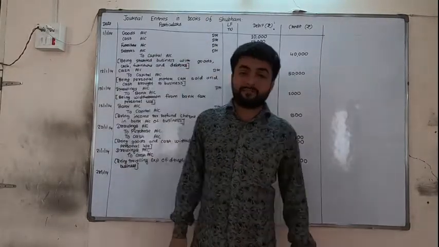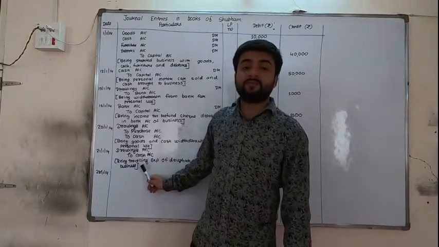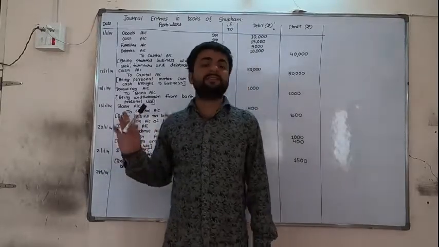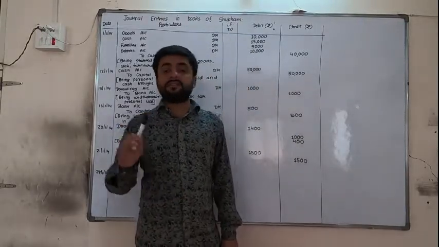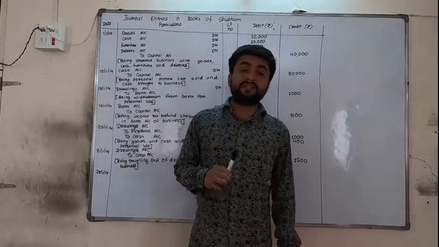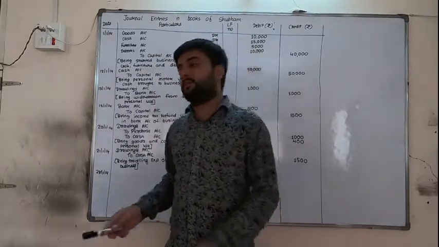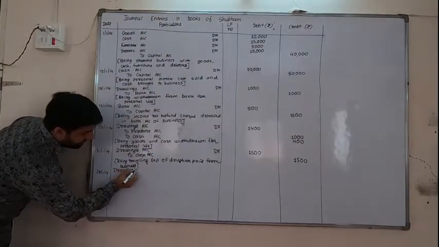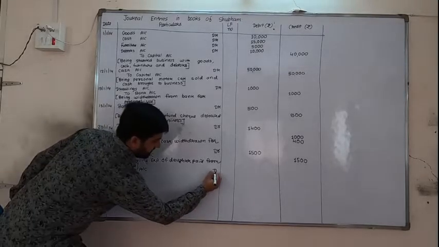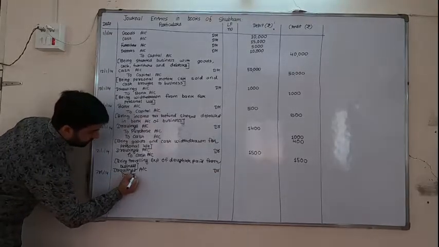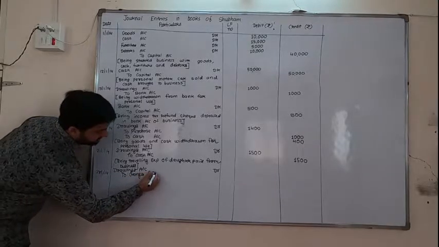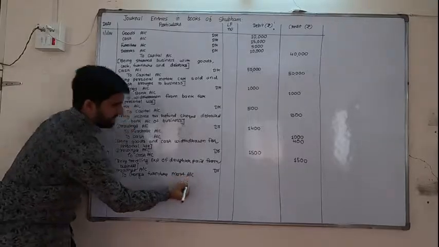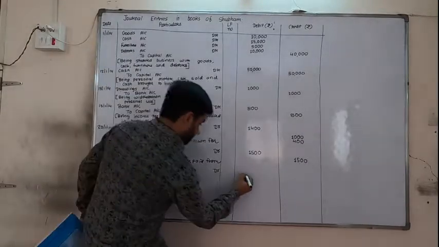So understand this thing, my friends. This traveling expense was for daughter, so drawings. If traveling expense was for the business, then traveling expense is debited. In the same way, if furniture is for business, then furniture debit. If furniture is not for the business but for the house, then drawings account is to be debited. Drawings account debit to Ganga Furniture Mart account. How much? 2000.